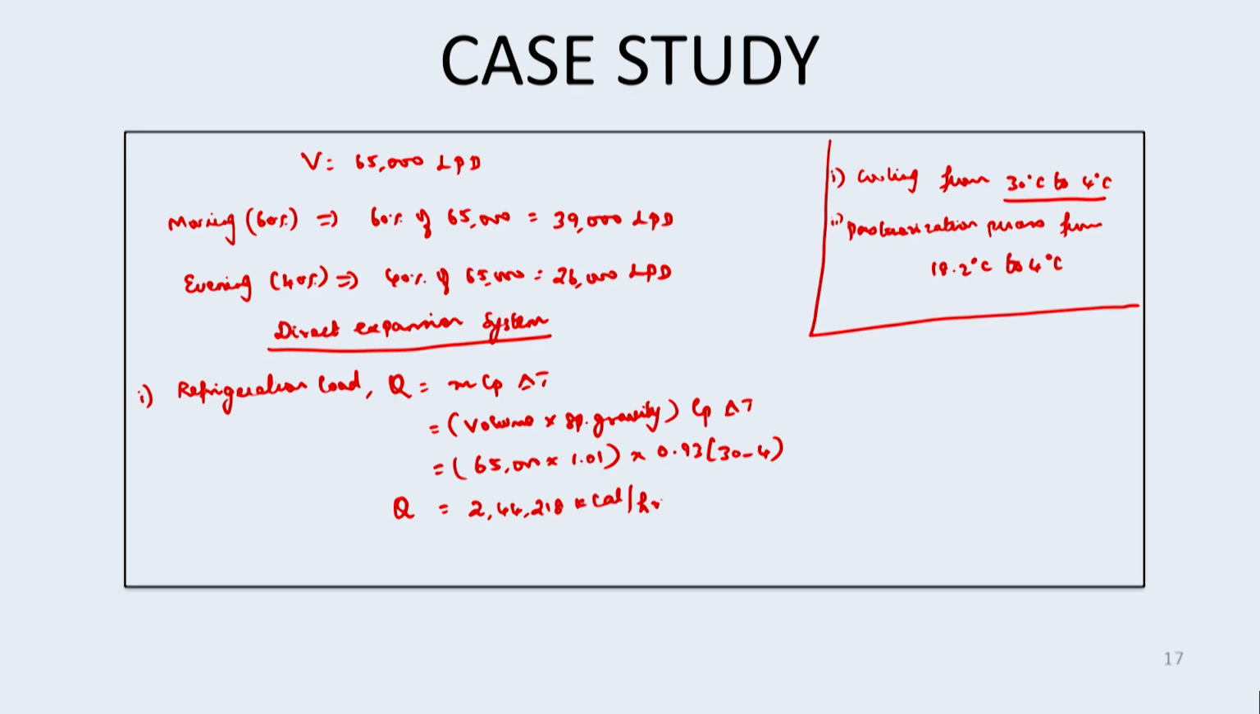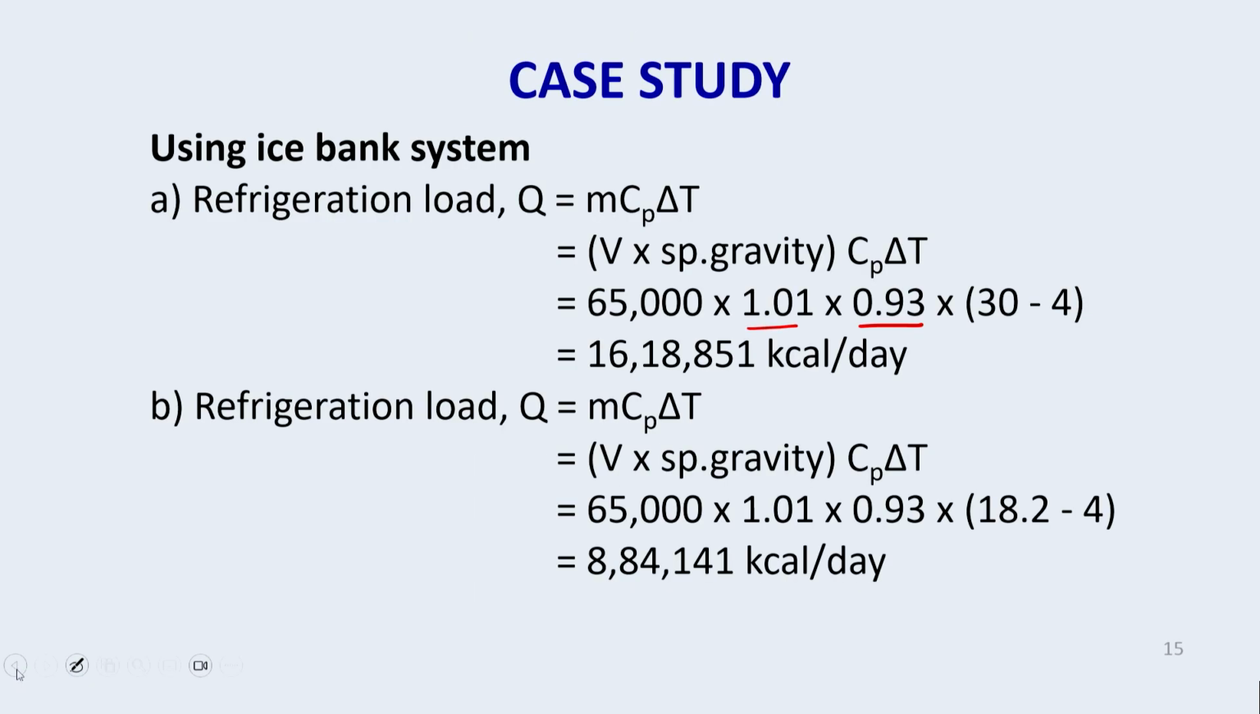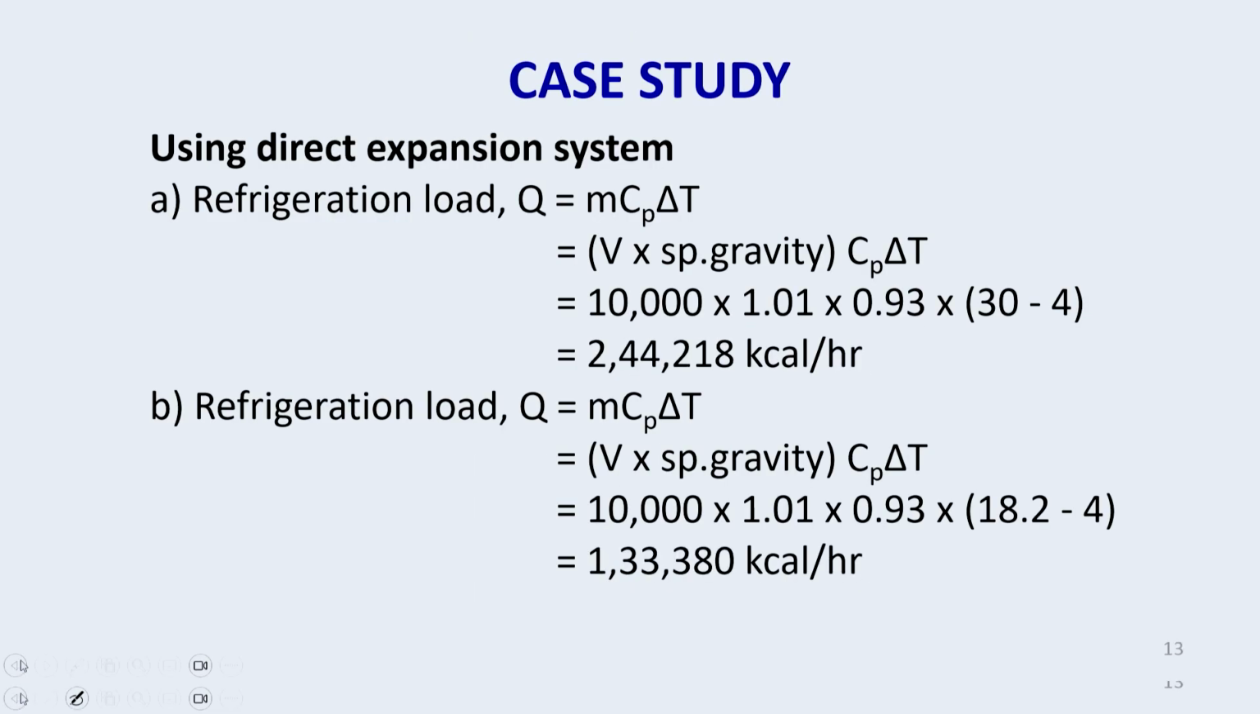Kilocalories per... So the specific heat capacity is in kilocalories. It is not in kilojoules. We can convert the kilocalories into kilojoules. 1 kilocalorie is 4.18 kilojoules. So this is Q. And similarly for the second one, that is for the pasteurizing process, only the delta T will change, 18.2 to 4.